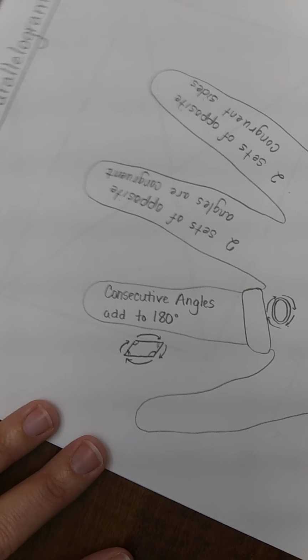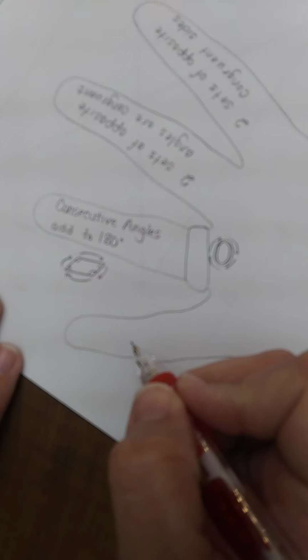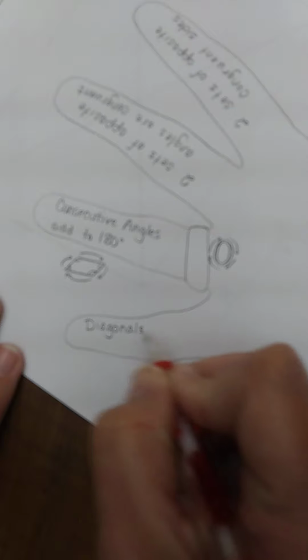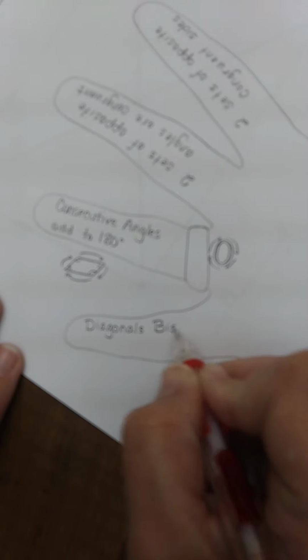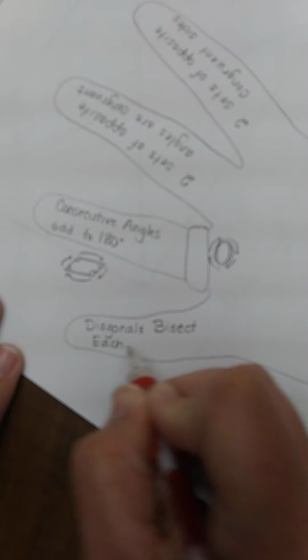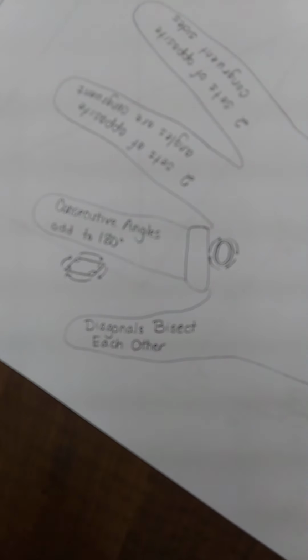Now your pinky finger is going to be very similar to the prove one, because when you are told that it is a parallelogram, then you know for a fact that the diagonals bisect each other. So these are the properties of the parallelogram.